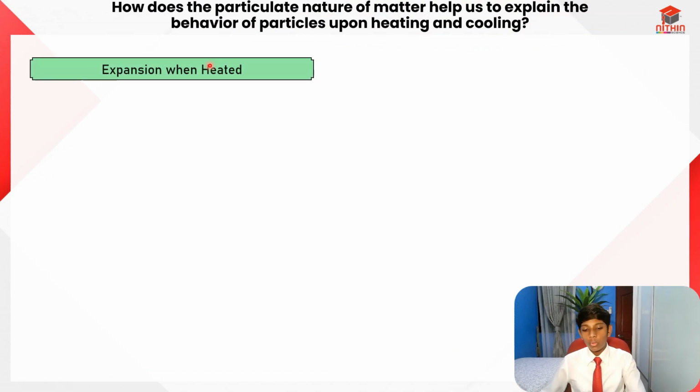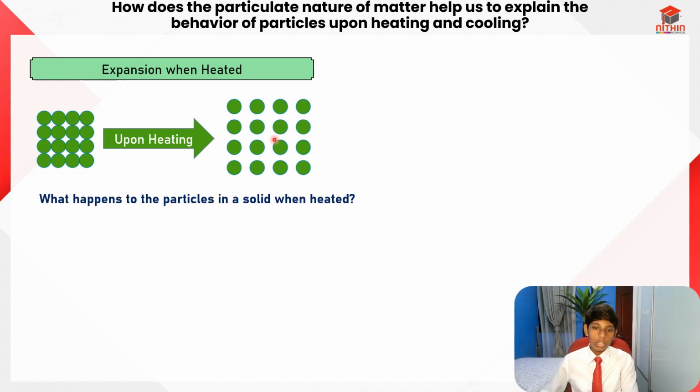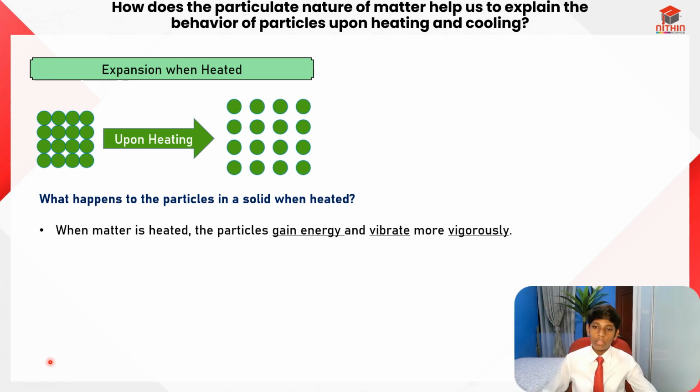Okay, so there's expansion when heated, so let's take a look at that first. So this is a solid first of all. So from a solid, upon heating, it becomes bigger. It does not become a liquid, it just expands. Do you know why? Because when heat is applied, the particles move faster, more vigorously, and the forces of attraction become slightly weaker, and it expands. Okay, so let's take a look at that in the actual explanation terms.